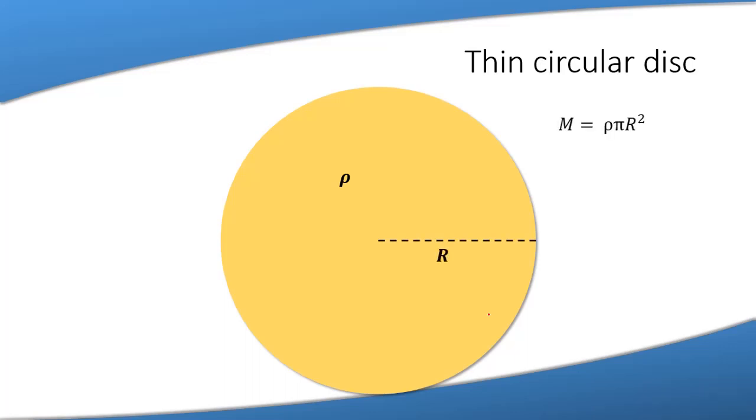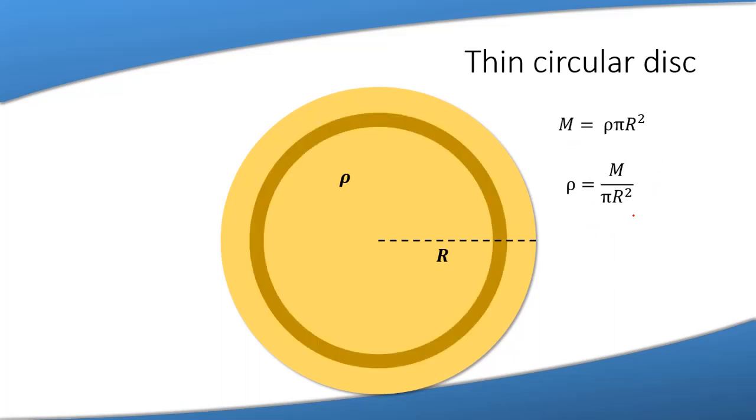Now, let us learn the moment of inertia of a thin circular disk. Consider a circular disk of mass m, of radius r. Now, the mass of the circular disk will be rho into pi r square. Pi r square is the area of this circle. Area of a circle whose radius is r is pi r square. Therefore, total mass will be area into the mass density. Therefore, m will be equal to rho into pi r square. From this, I can write an equation for the mass density rho as m divided by pi into r square, just by rearranging this.